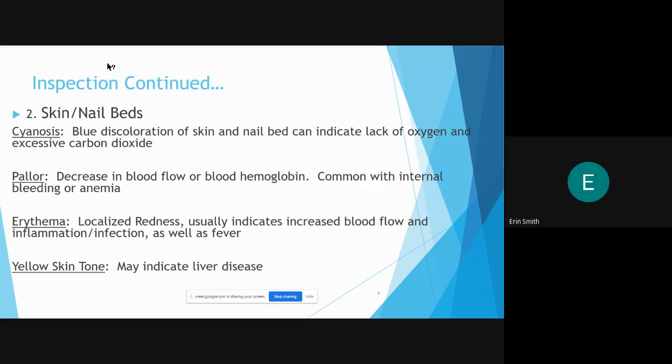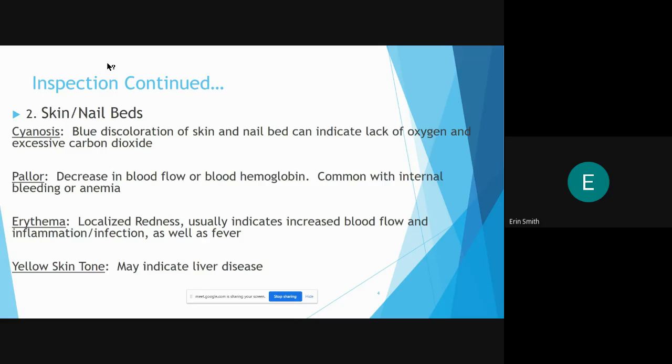Other things that you want to continue to look at or assess, again by inspecting your patient, is their skin color and the nail bed color. So if you notice that a patient has more of a blue discoloration to either their skin or their nail bed, this is called cyanosis. And this can be an indication that your patient is not getting enough oxygen or they have too much carbon dioxide. So that is something that can be pretty serious.